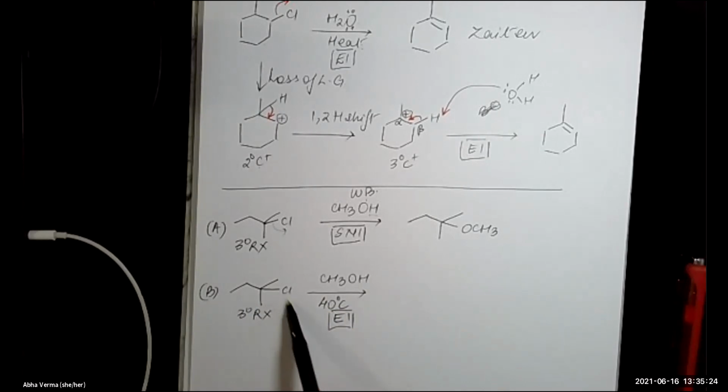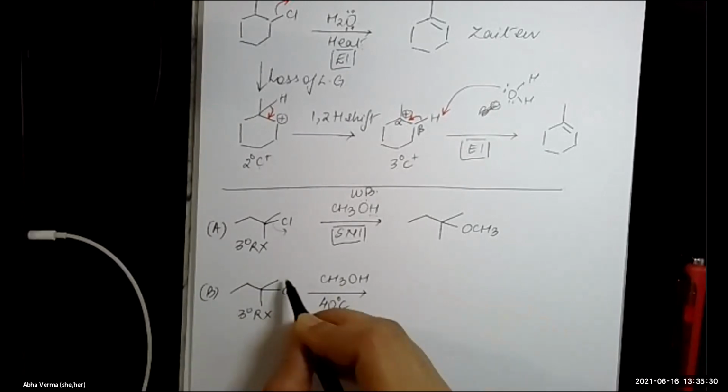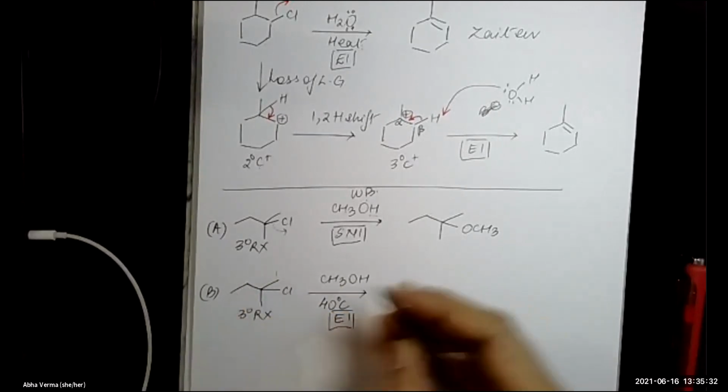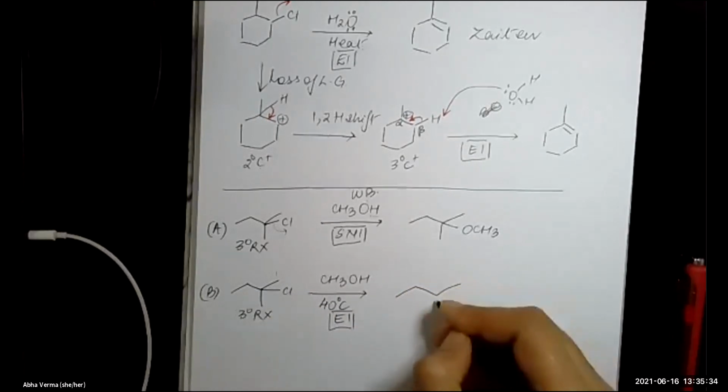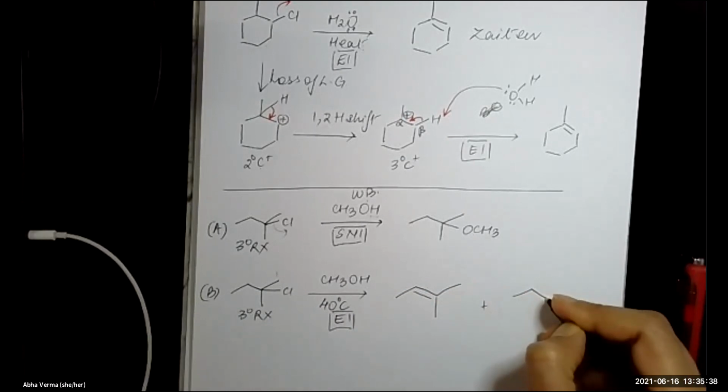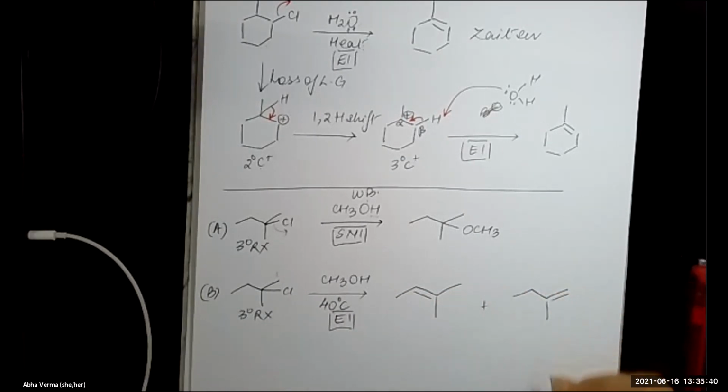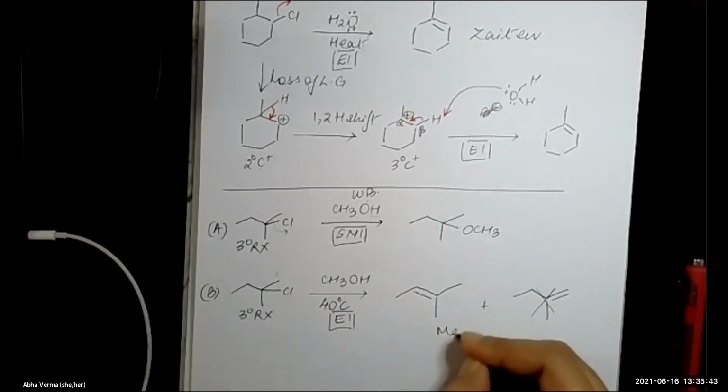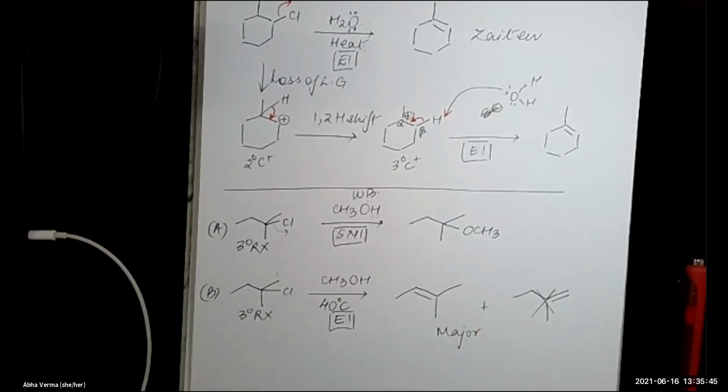The leaving group leaves, the beta hydrogen will be abstracted. Why this hydrogen and not these? Because you will be needing to make a Zaitsev product, not a Hofmann product. This is a Hofmann product. This is going to be your major product. Any questions?